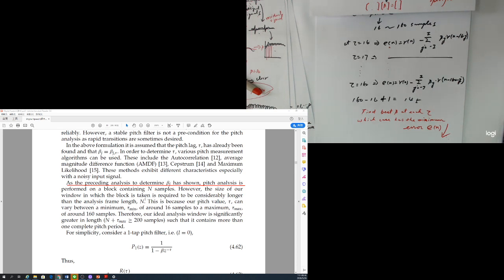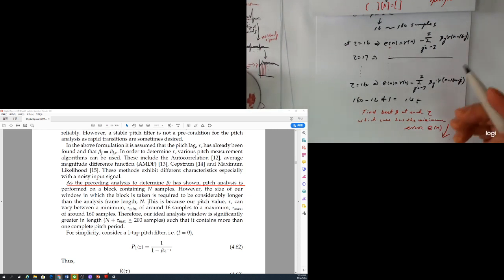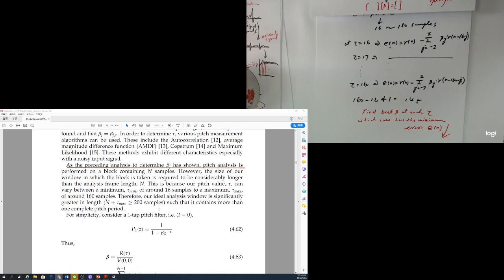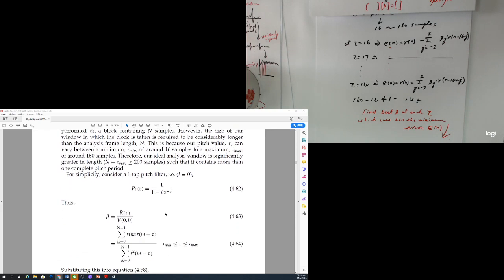So you can see the size of our window is a block, taken to be required longer than the analysis frame. So we hope that our tau can vary between the minimum and the maximum. Sometimes we look over your boundary. So we look forward, sometimes to the boundary conditions, like a neighboring speech frame, to try to get a precise pitch.